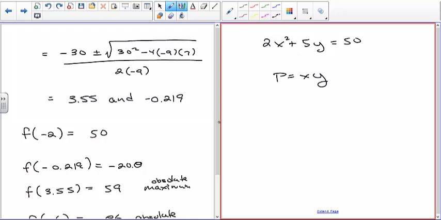I had 2 times the first number squared plus 5 times the second number equals 50. And so this is the thing that I'm trying to either maximize or minimize. So that's the primary equation. And then the secondary equation is this one. I'm going to solve for y because I have y and x in the primary equation. So you have 5y is equal to 50 minus 2x squared. If you divide both sides by 5, you get 10 minus 2/5 x squared.